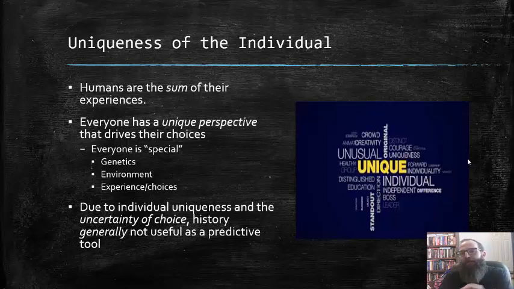Now, due to individual uniqueness and the uncertainty of choice, history generally is not useful as a predictive tool. We can discern various patterns in history, and we can look at those sorts of things. But because we can never predict the exact choices that individuals and societies will make, it is very difficult for us to predict the future, which is why many say that historians make very, very bad soothsayers.